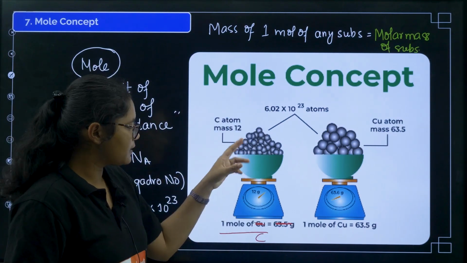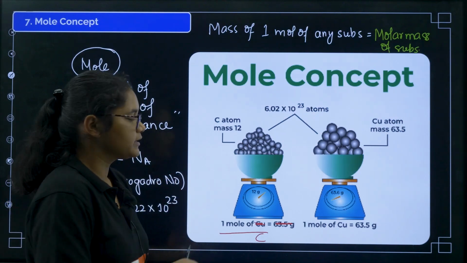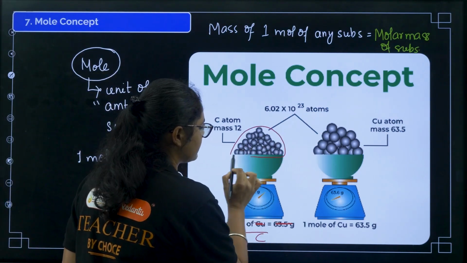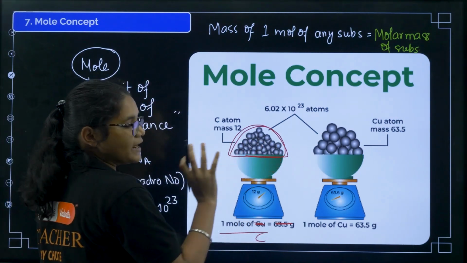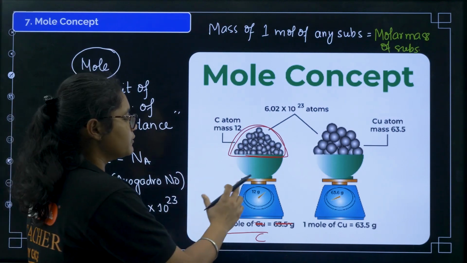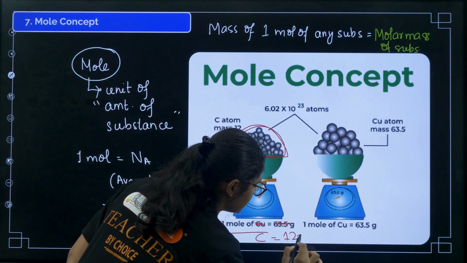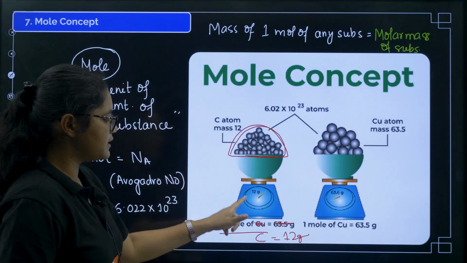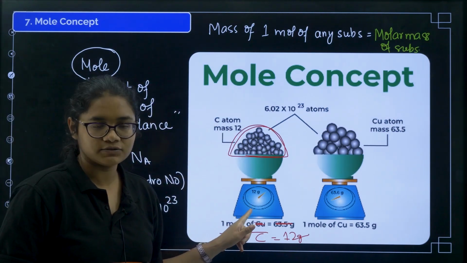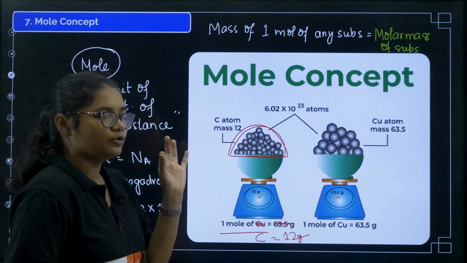1 mole of carbon means how many carbon atoms are there? 6.022 into 10 to the power of 23 carbon atoms are present here. Now what will be the mass of this? The mass of this will be its molar mass, that is 12 gram. So its mass is 12 gram. I have taken 1 mole of carbon.